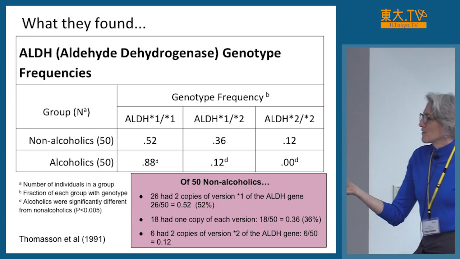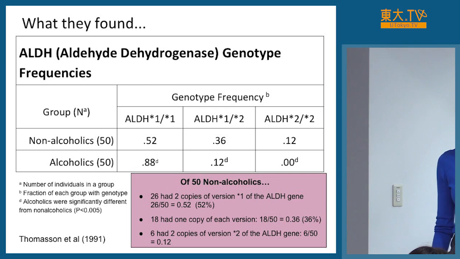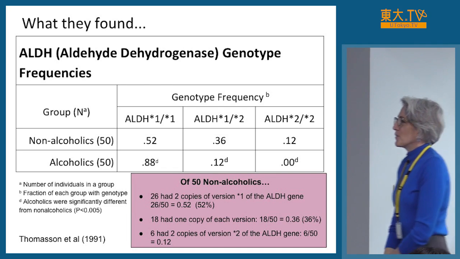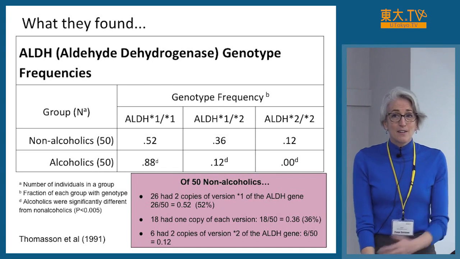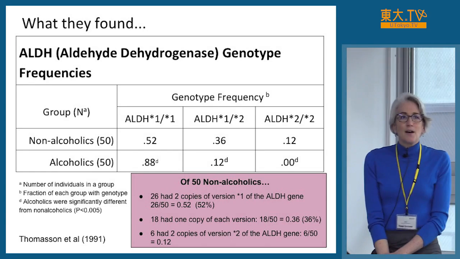And so you can see they went along for these non-alcoholics and they genotyped all of them and came up with these different frequencies within this population. So this is the data that they would get if they looked at this paper. I have them look at it, and then I say, what are you concluding from this?